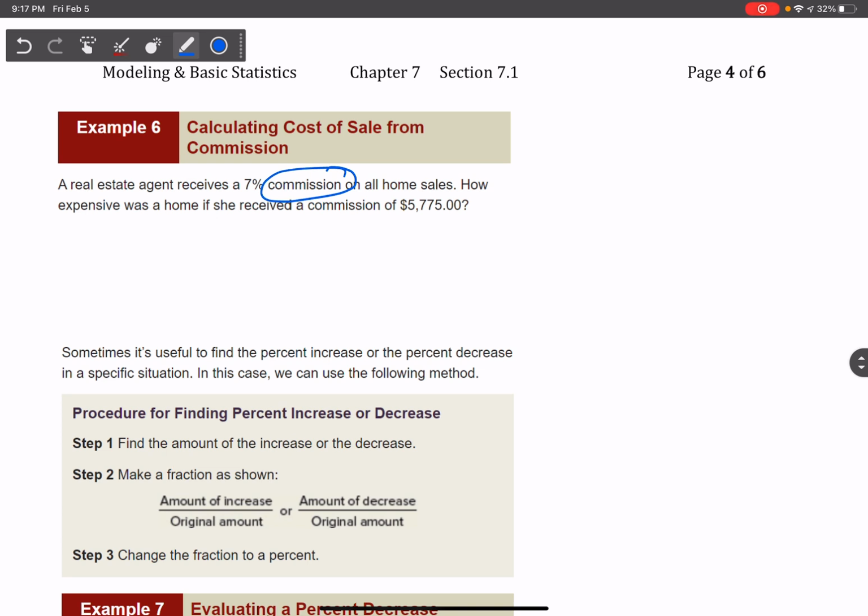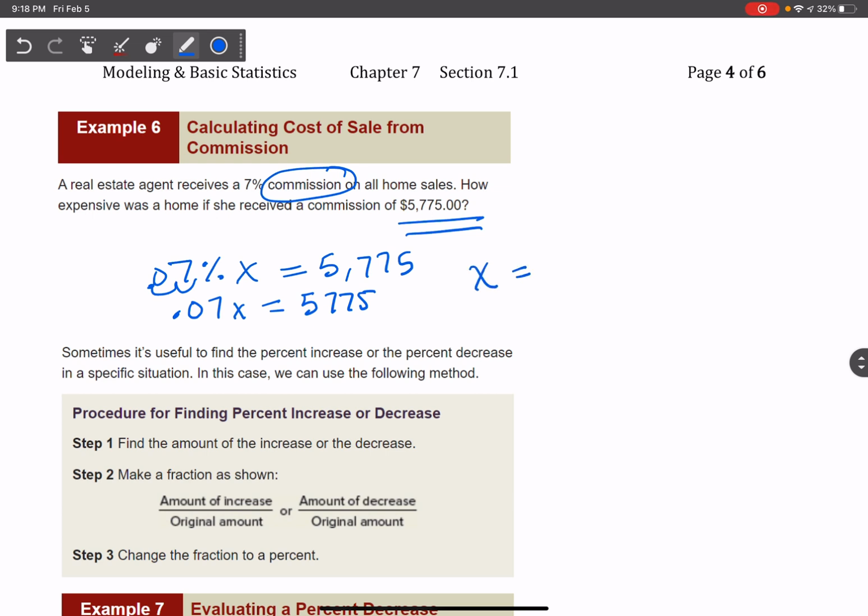How expensive was a home if she received a commission of $5,775? Well, she receives 7% of the cost of a home. We don't know the cost of the home, but we know that 7% of that cost is $5,775. So to change this to a decimal, I'm going to move the decimal back twice: 0.07x equals $5,775. Once you divide those two, you end up with x, the cost of the home, $82,500.